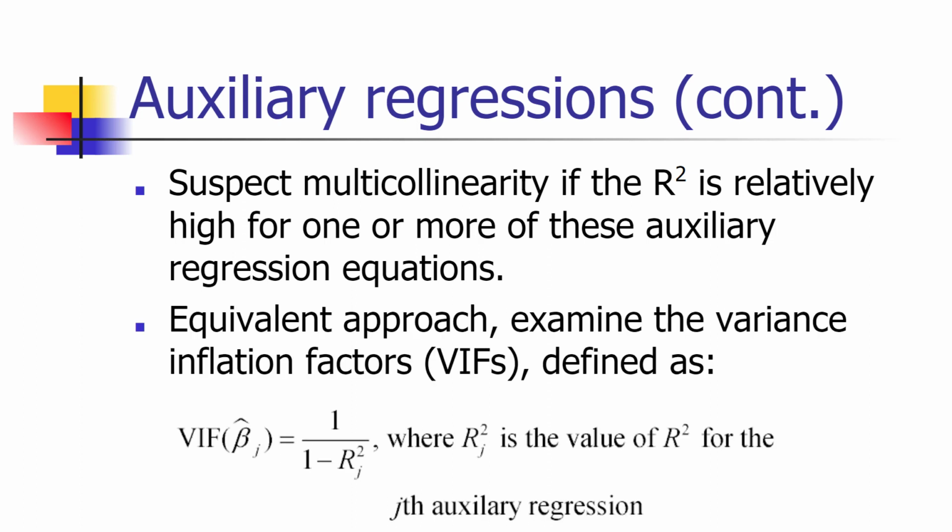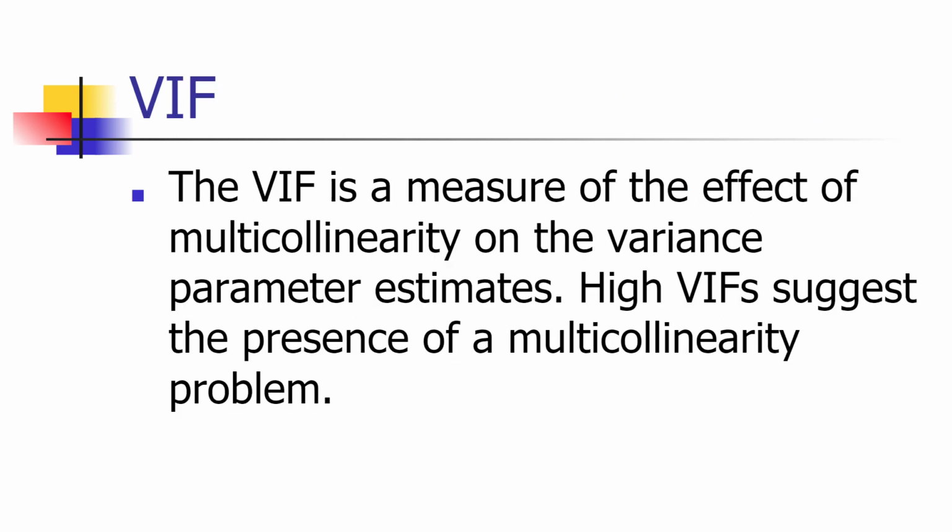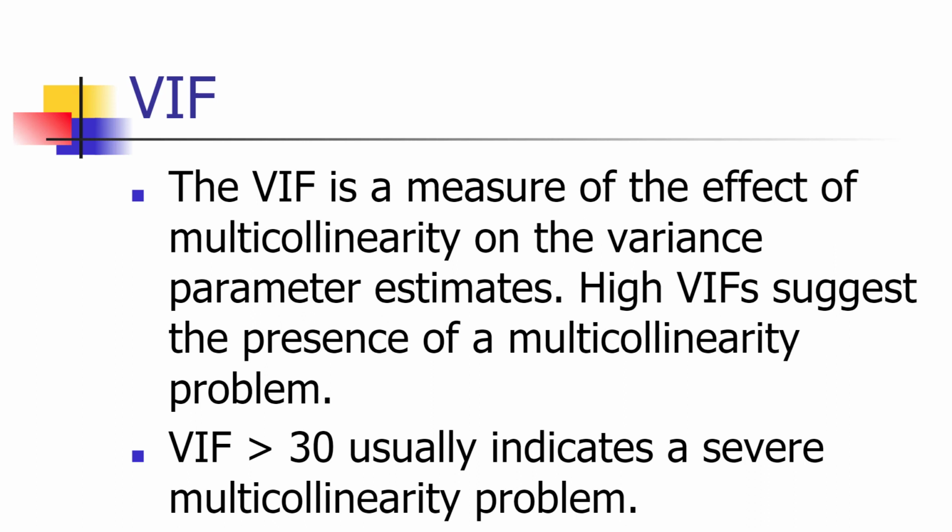An equivalent approach is you can take those auxiliary regressions and compute the variance inflation factors, which are defined to be 1 over 1 minus r squared sub j, where r squared sub j is the value of r squared in the jth auxiliary regression. A relatively high value of the variance inflation factor suggests that you may very well have a multicollinearity problem. The particular threshold is not very well defined because this is not a formal test, and here, as a rough rule of thumb, a variance inflation factor greater than 30 would often be seen as representing a severe multicollinearity problem.